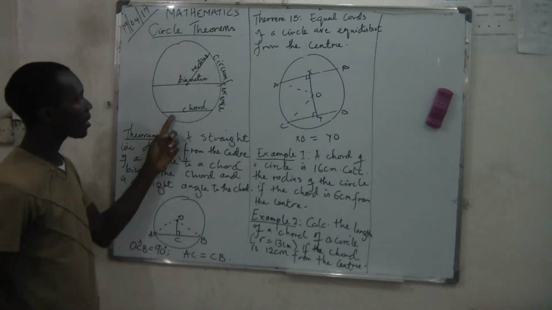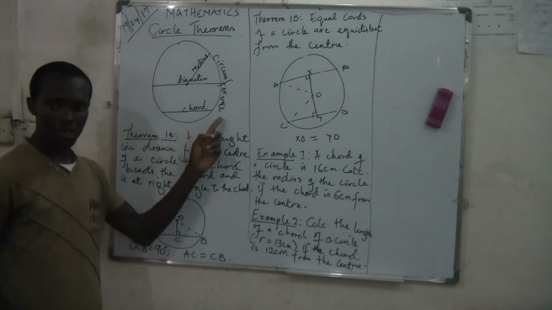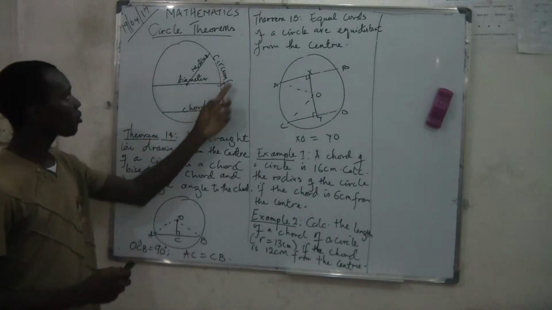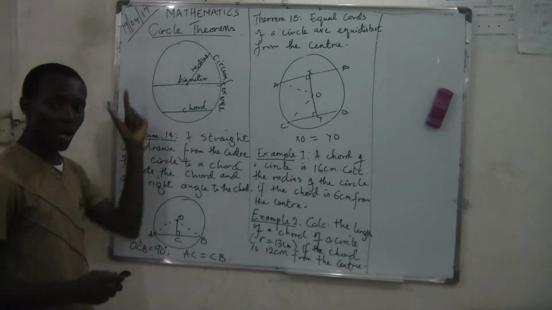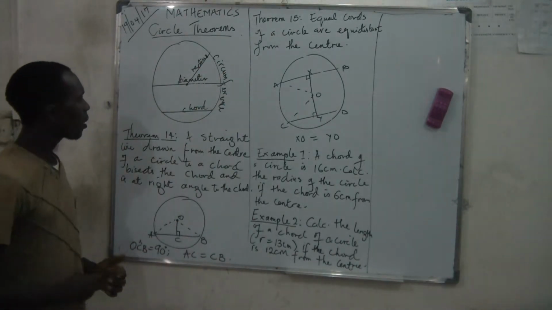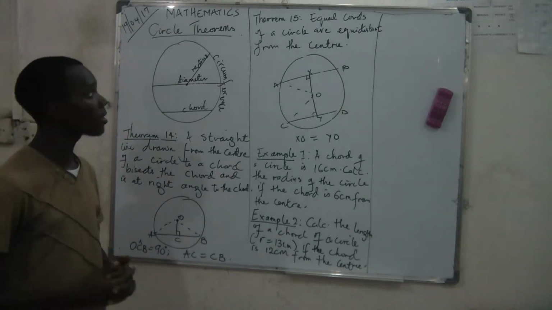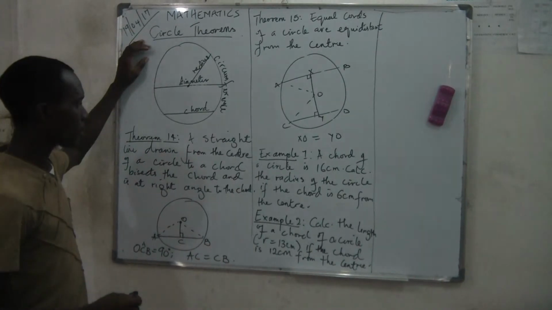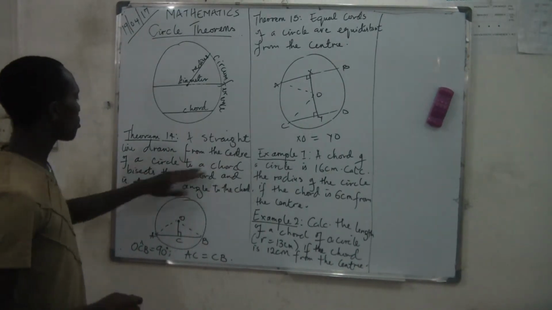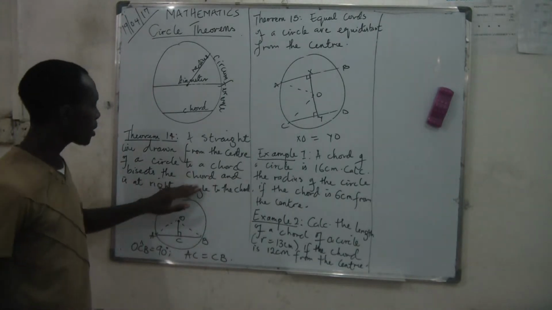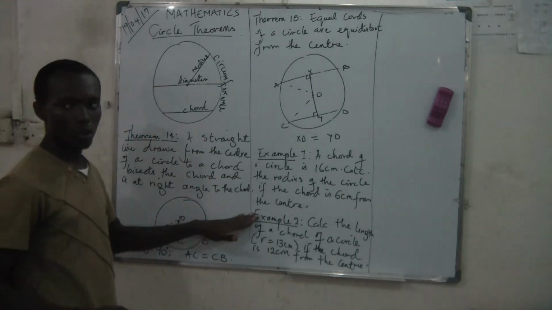A chord is a line that is drawn across the circle at any point other than the center. And the circumference is the distance around the circle. Now, we'll continue with theorem 14, which is the first theorem we're looking at in our circle theorems. It says that a straight line drawn from the center of a circle to a chord bisects the chord and is at right angle to the chord.